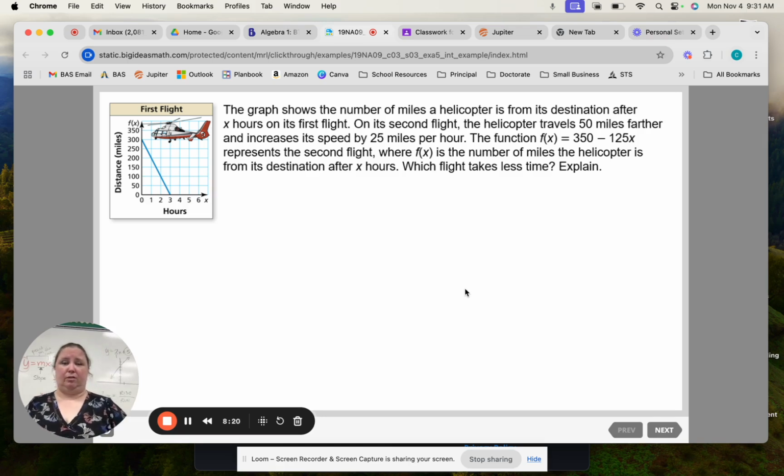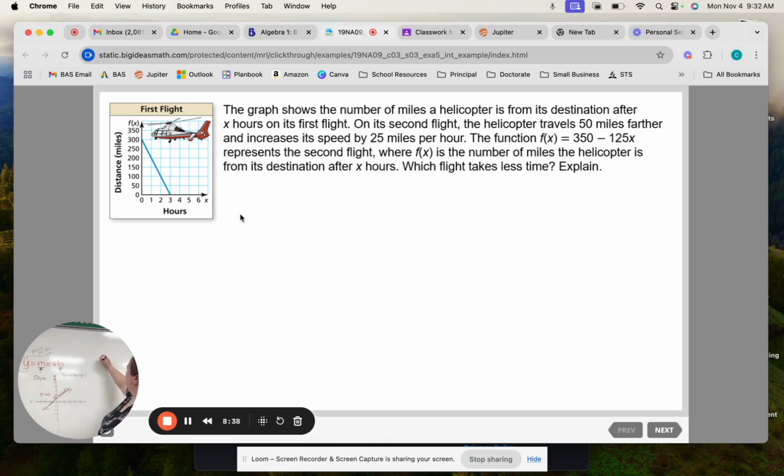300. So instead of 350, you have 300. And then, can you tell what the slope is? So, changing the slope, using the slope formula. You guys remember the slope formula? Rise over run.